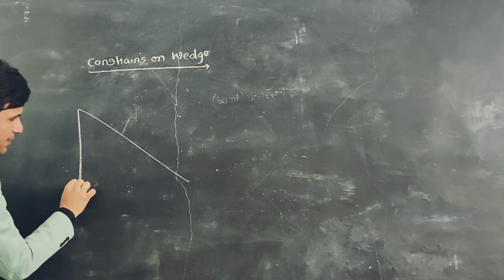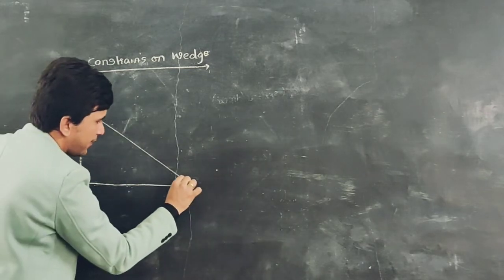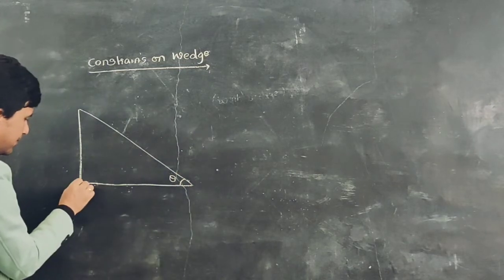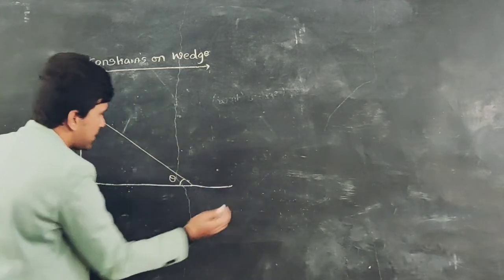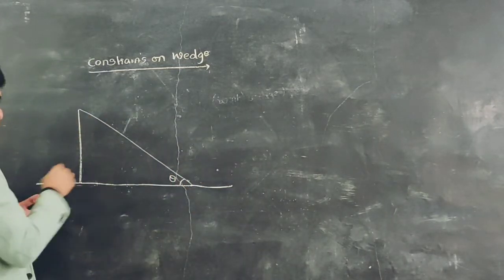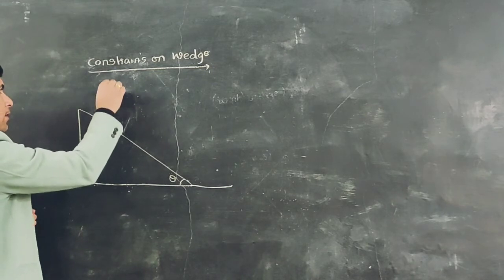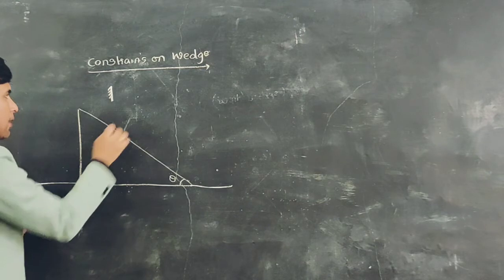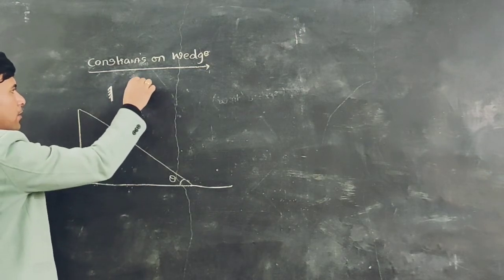You're having a wedge. Let's say this angle is theta. This is P2 slide, and here you are having this is a wedge. Here you are having a slider.